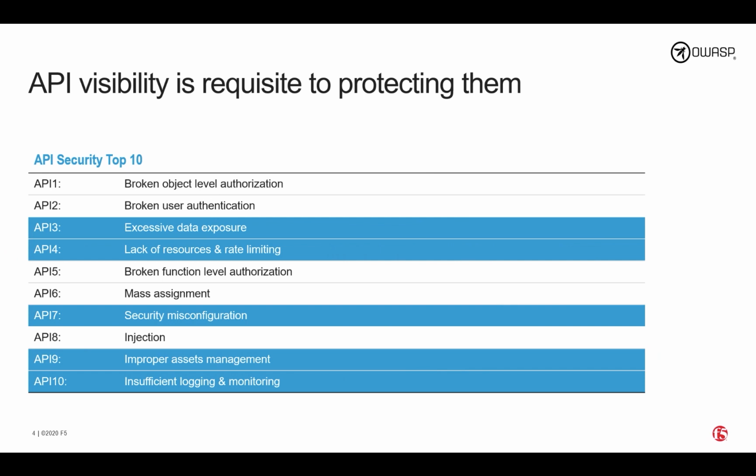So also API visibility, this is requisite to protecting. You can't protect what you can't see and have control over. And some of these capabilities in terms of visibility and the Swagger export that we're going to show you have direct correlations to some of the key items on the OWASP API top 10. Everything from making sure that you're not leaking data unnecessarily, that you've got the right amount of resources and rate limiting in place, that you have security in the right places to protect the APIs, and that you're managing your assets and monitoring them correctly.